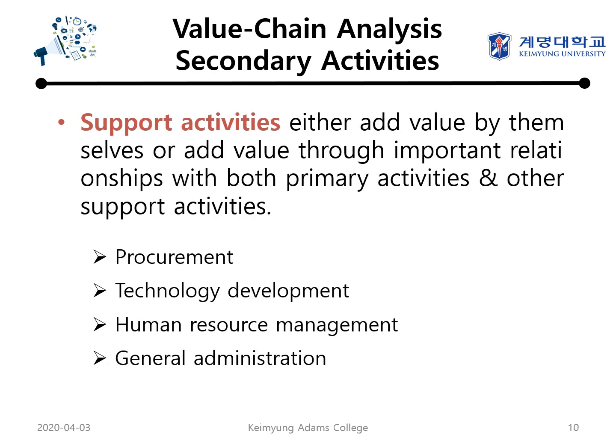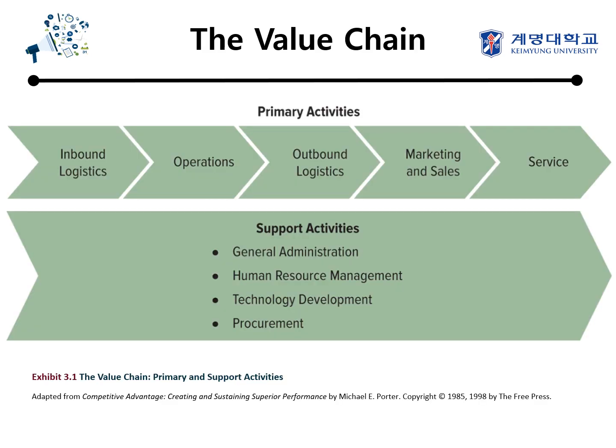The second part of Porter's value chain is support activities. These are activities that either add value by themselves or add value through important relationships with both primary activities and other support activities. It also focuses on competing in any industry and can be divided into four categories. These are procurement, technology development, human resource management, and general administration. You can see in Exhibit 3.1 how primary activities are being supported by support activities.